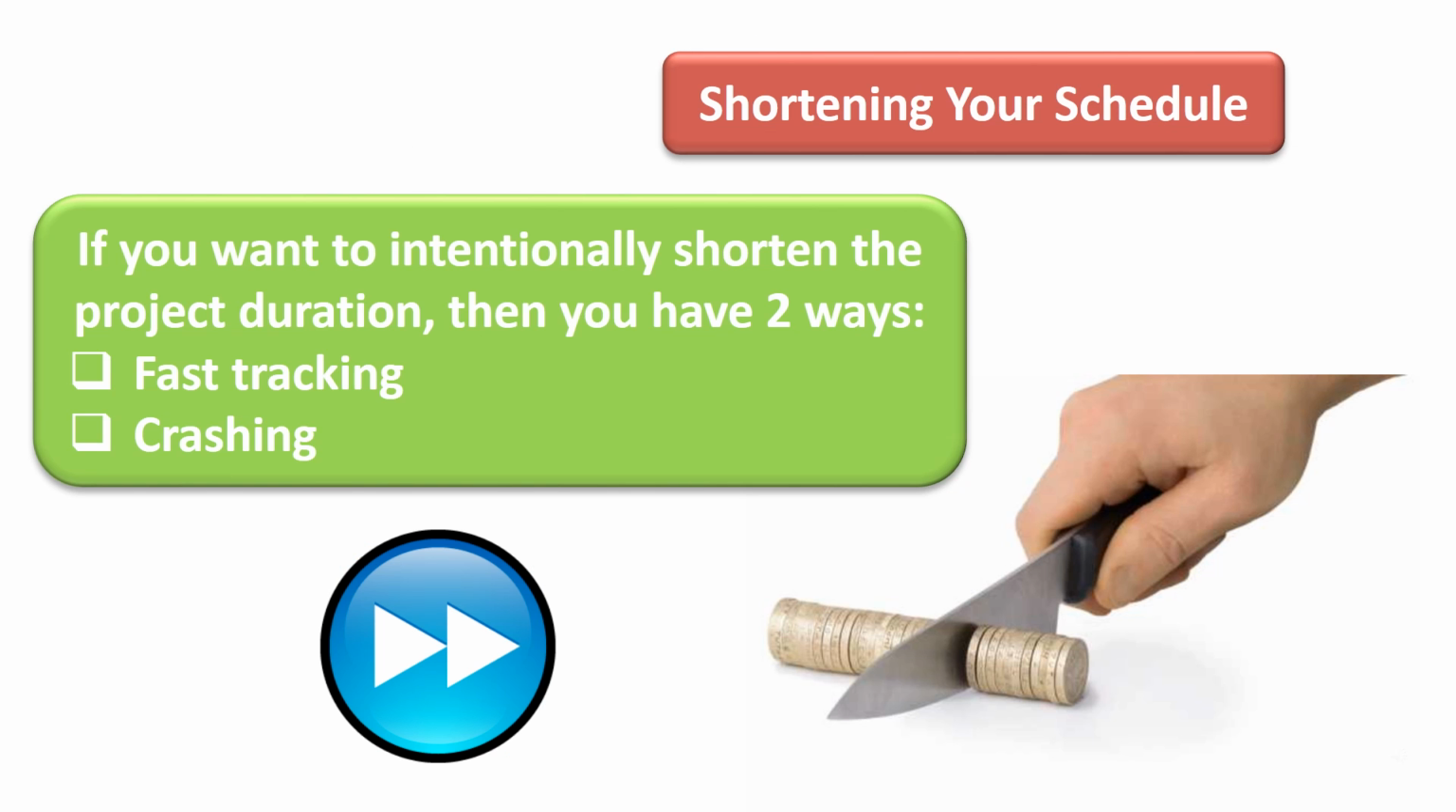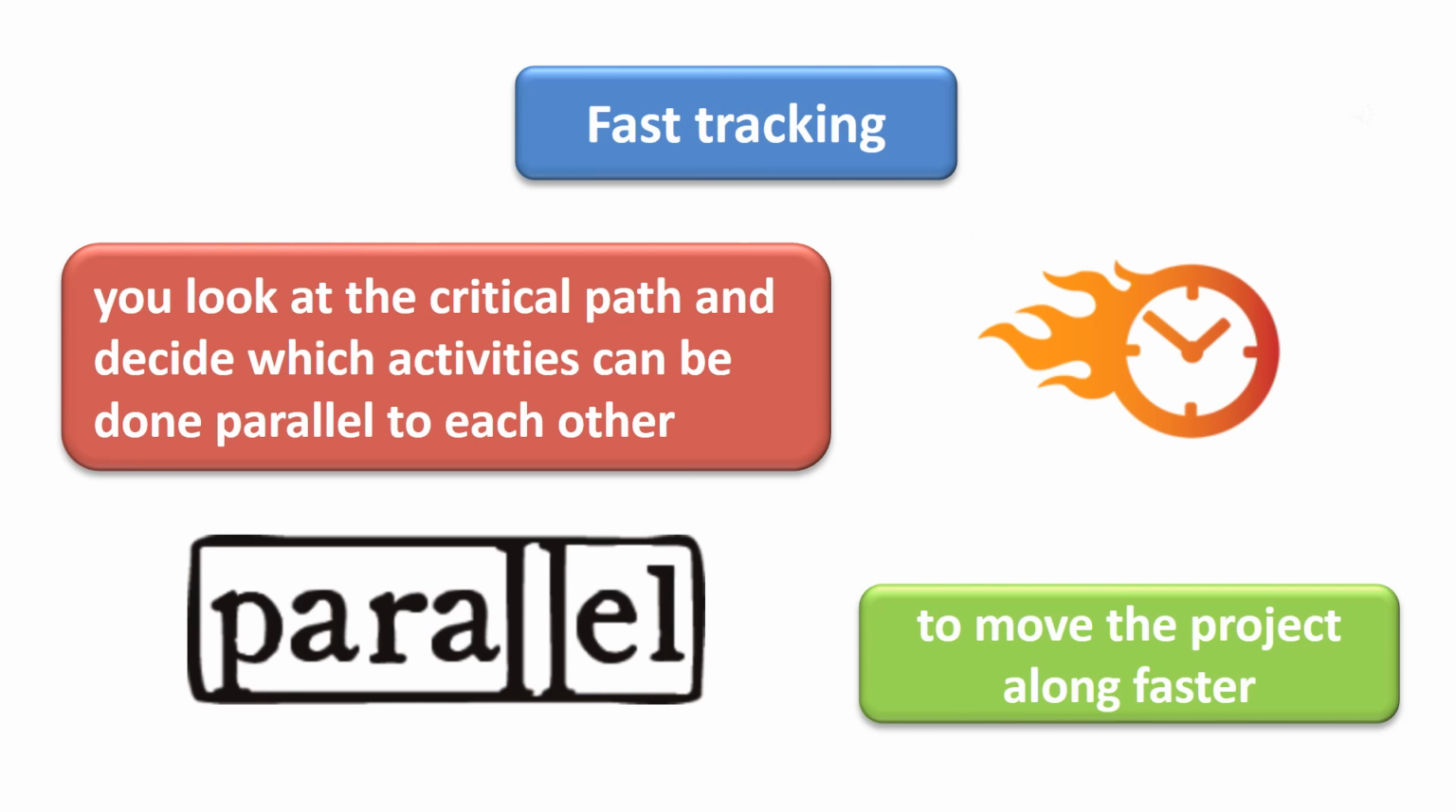As you are going through the critical path method, you may find that you want to intentionally shorten the duration of your project or that you need to compress your project schedule in order to meet the deadline. There are two ways to do this: fast tracking or crashing. In fast tracking, you look at the critical path and decide which activities can be done parallel to each other to move the project along faster. You only need to review the activities on the critical path because all the other activities have float.